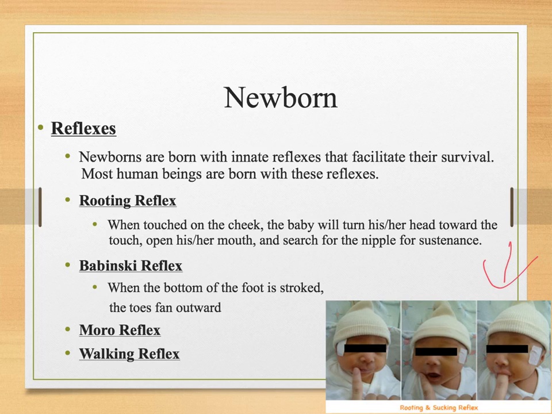Another famous reflex is the Babinski reflex. Now that's just fun to say. Babinski. The Babinski reflex is when the bottom of the foot is stroked, the toes fan outward as if to grab onto something. Then there's the Moro reflex, which is the sensation of falling. When a baby feels like it's falling, it'll stick its arms and legs out in an attempt to grab onto something. And then the walking reflex.